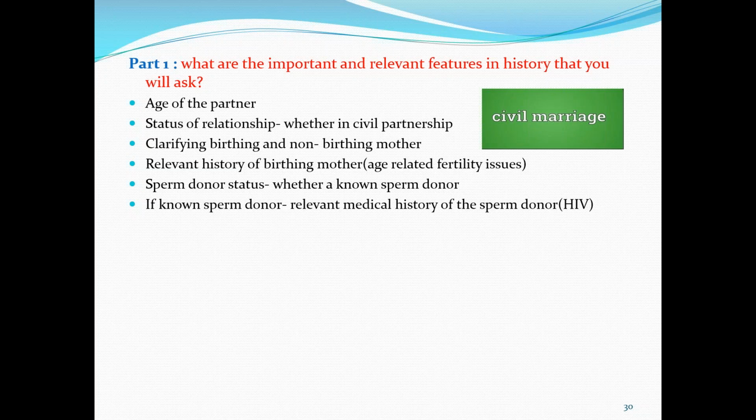If the donor status is known, as in this task, where they know the sperm donor will be one of their friends, you need to know if this friend has any medical history, especially any genetic problem in his family or any history of HIV. This is the important information you'd like to know.